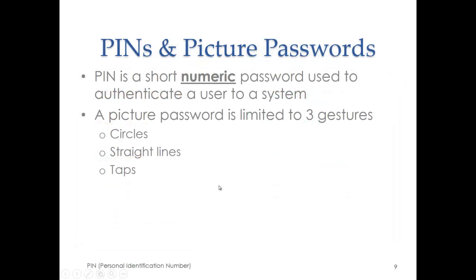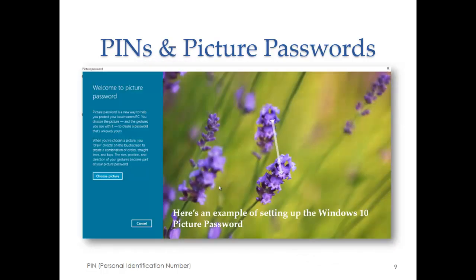PINs and picture passwords. A PIN is a short numeric password used to authenticate a user to a system. A picture password is limited to 3 gestures. You can make circles, straight lines, or taps. Here's the Windows screen where you set up a password. The first thing you'll do is choose a picture, and then you can choose the gestures that you're going to use on the picture password. So there's an example of that.